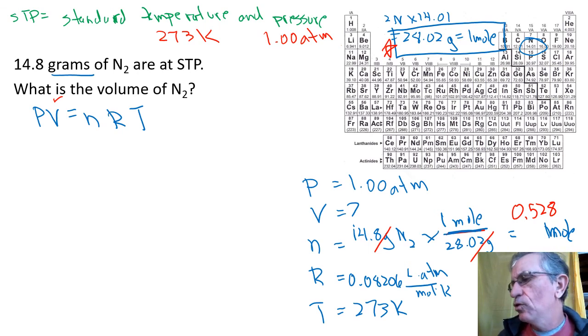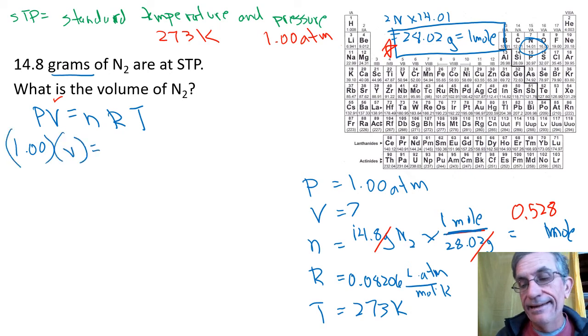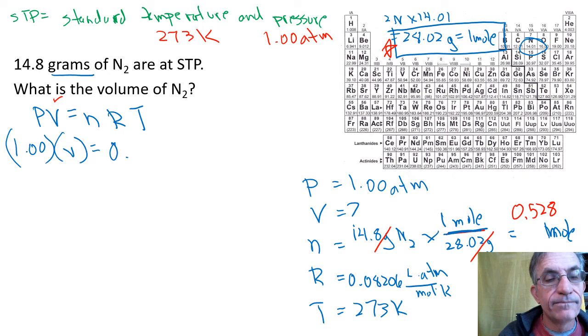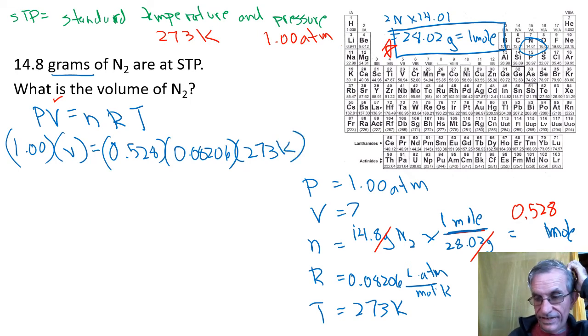Now, I don't have a lot of room, so I think I might leave off the units on some of these. I'm sorry, I can't quite fit them in. So the pressure is 1. The volume, I don't know. N is my moles. R is that number. T is my temperature. All right, so now we're going to solve for V.